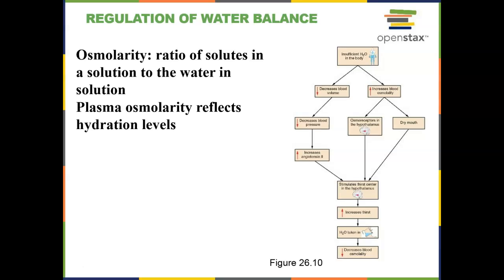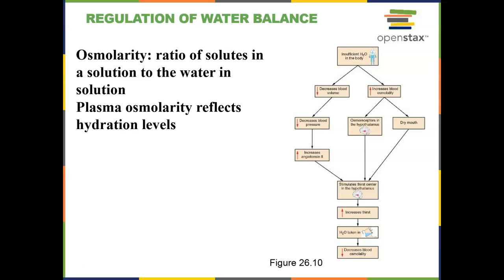So if we have insufficient water in the body, then that's going to lead to a decrease in blood volume, which decreases our blood pressure. It also increases our plasma osmolarity. So what is osmolarity? Right over here you can see it's the ratio of solutes in a solution to the water in a solution. And this helps to determine our hydration level. So if we have a high blood osmolarity, that means that we are dehydrated.